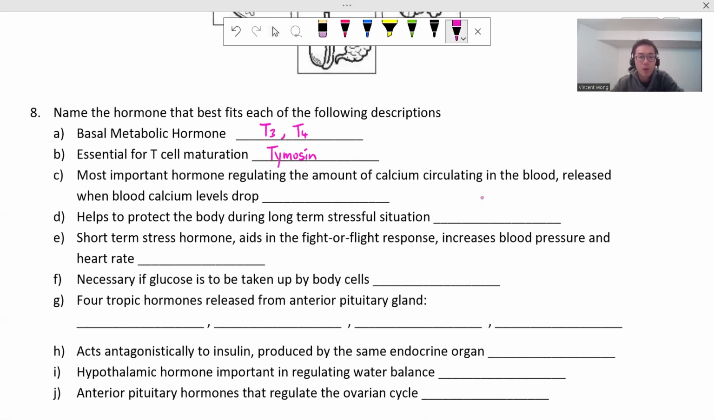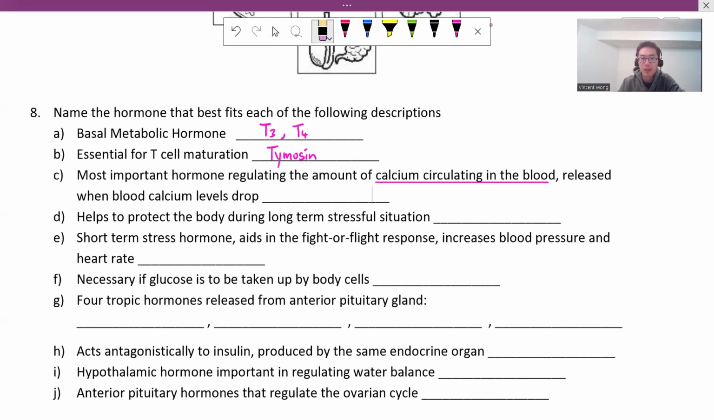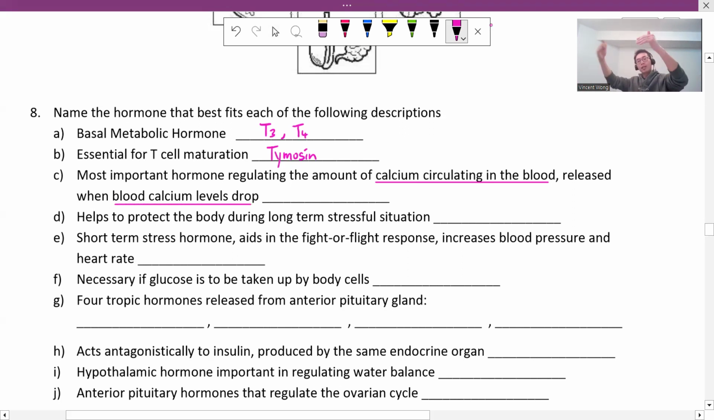Most important hormone regulating the amount of calcium circulating in blood. Now that doesn't really tell you much. Like, is it calcitonin? Is it PTH? We don't know, but we can keep reading. It's released when blood calcium level drops. So when calcium comes down, which one do we need? Is it calcitonin or is it PTH?